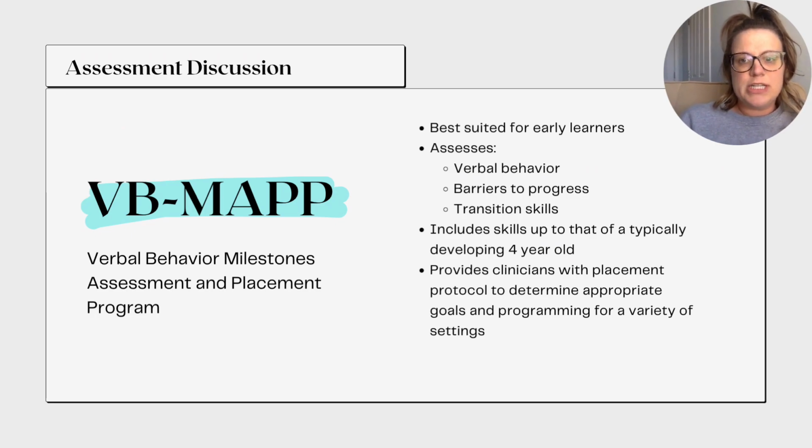VB map, which stands for Verbal Behavior Milestones Assessment and Placement Program, is best suited for early learners as it includes skills of those up to a typically developing 4-year-old. It assesses verbal behavior skills, barriers that could be inhibiting progress, and transition skills. This assessment provides clinicians with placement information in different areas of verbal behavior and gives appropriate goals and programming that can be used in a variety of settings.